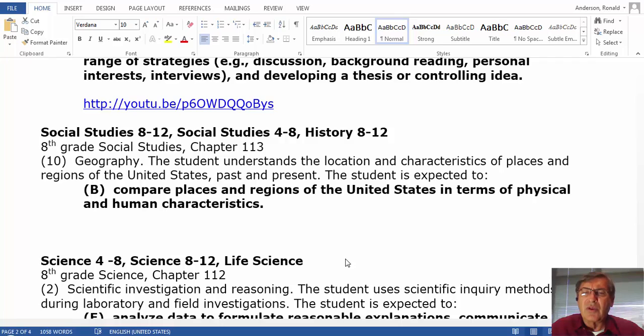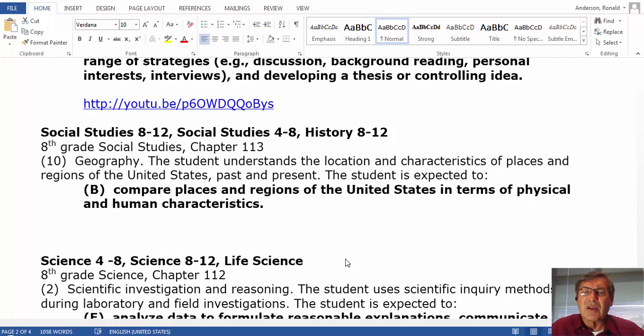What are the predominant economic activities in the South as opposed to the Northwest, or the East Coast compared to the West Coast and the mountain areas of the United States, especially the Mountain West? So there are a lot of things to compare.